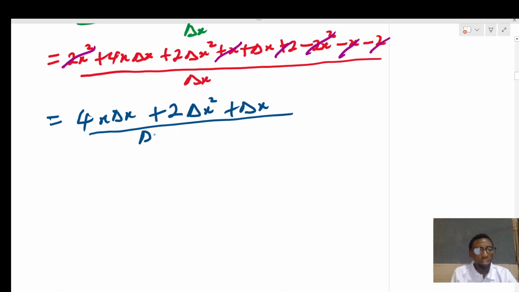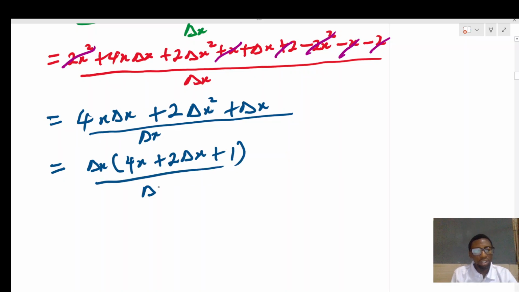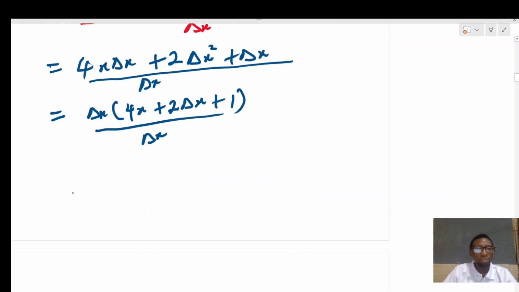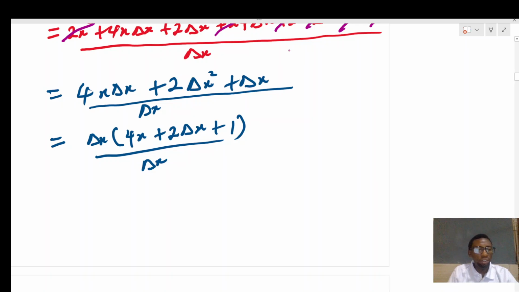beta x. So what I will do at this point is factorize. The factorize beta x is here, beta x is there, beta x is there. So beta x bracket 4x plus 2 beta x, remain 1 of beta x plus remain 1 here, divided by beta x. So at this point I will cancel, divide. So this cancels this. So I'll be left with what? 4x plus 2 beta x plus 1.